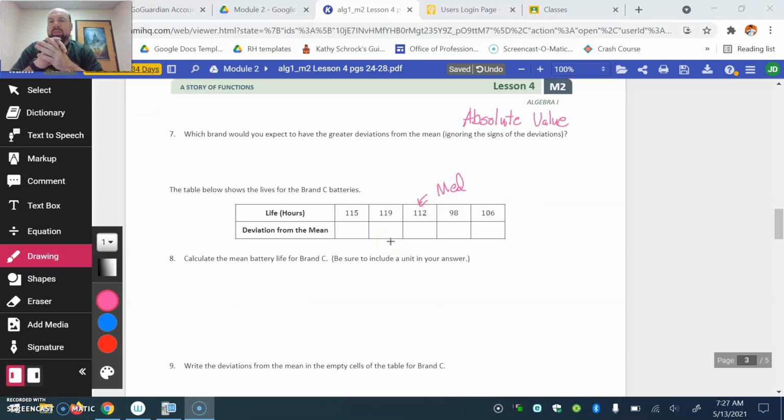All right, I'm going to pause the recording, and we'll come back on the next page. Okay, over on to the next page. Question 7, which brand would you expect to have a greater deviation, variability from the mean? In other words, which one is spread out more? And then we're ignoring the signs of the deviation, which, keep in mind, that's basically saying absolute value. In other words, we don't care if it's positive or negative.